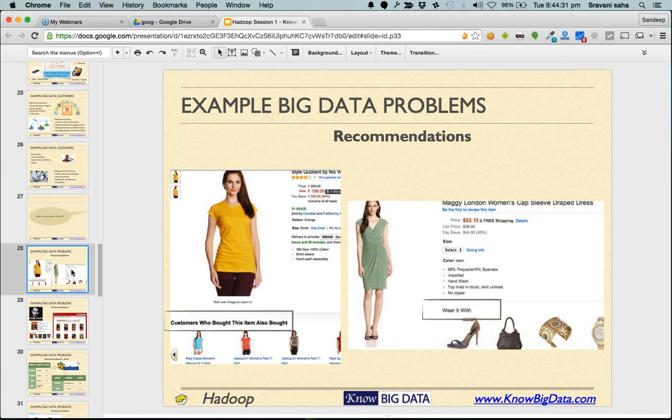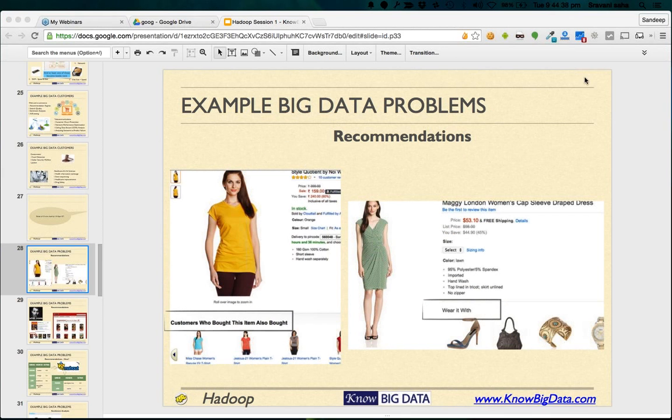All right, let's talk about recommendations. There were two things which we left. One was recommendation and the other was sentiment analysis. Recommendation is probably the most important thing that happened in big data.